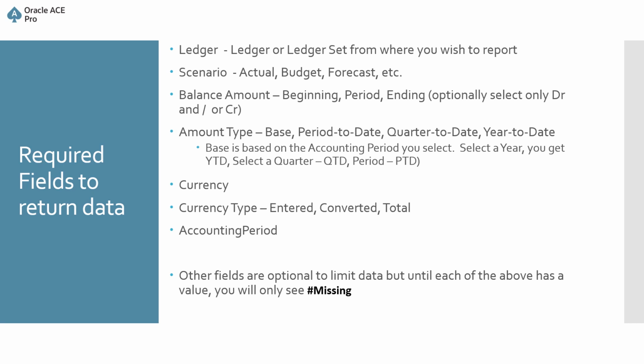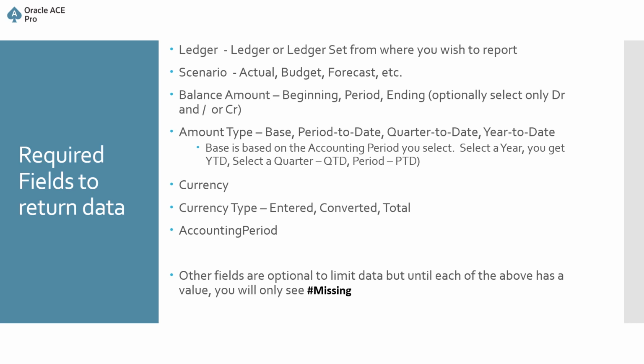Other types you have to fill in. You've got to have an amount type. You've got an amount type of base. Essentially, base is used to tie to the period or balance amount. So if you're picking an accounting period of year to date and you pick beginning balance and you say base, it will know to bring in your year to date amount. Other amount types you have are period to date, quarter to date, year to date.